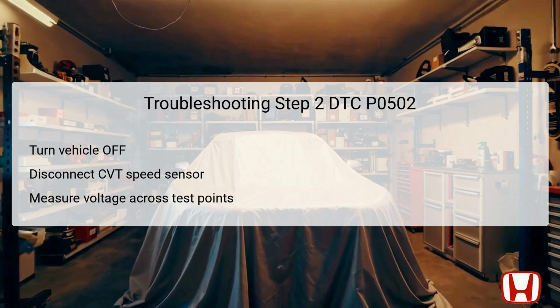Specifically, you will check the voltage at female terminal number 3 of the CVT speed sensor 3P connector against body ground. An expected reading of around 5 volts would indicate a healthy VCC2 wire. If the voltage is present, proceed to the next steps in troubleshooting. If not, further investigation is required.